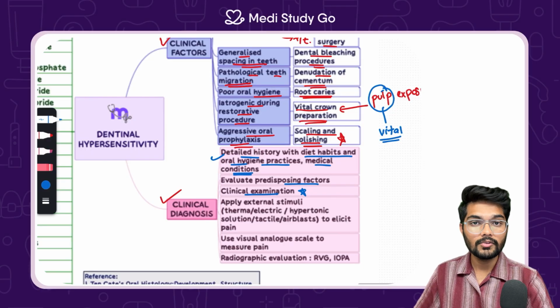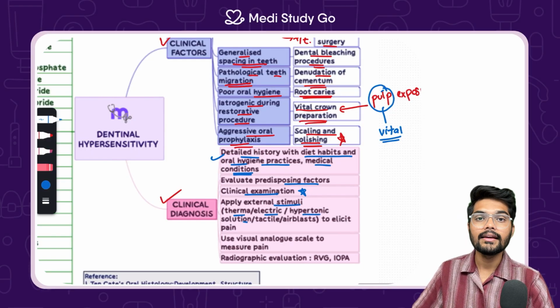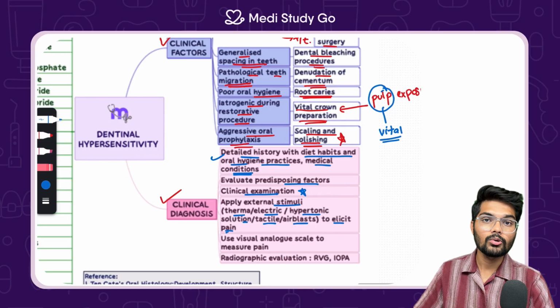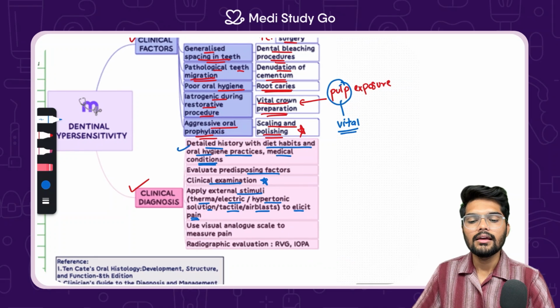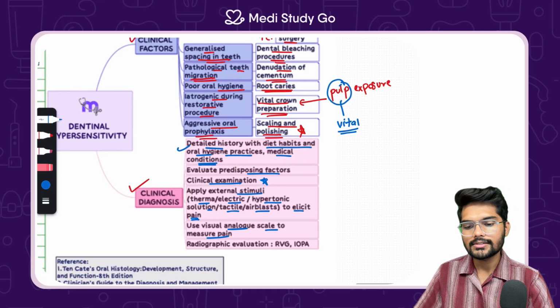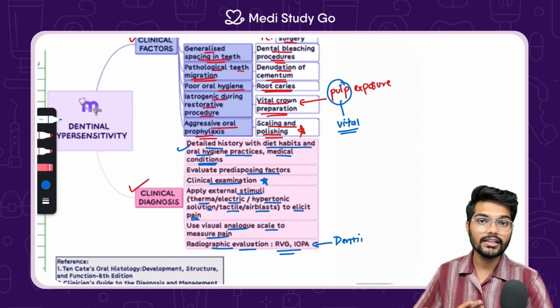Apply external stimuli and see, this is majorly to locate which tooth shows the most amount of pain or the reaction to pain. Other than that, use visual analog scale to measure pain, which again is a follow-up step after application of the external stimuli. And obviously radiographic evaluation, which is RVG or IOPA. This is basically to see where the dentine is exposed.